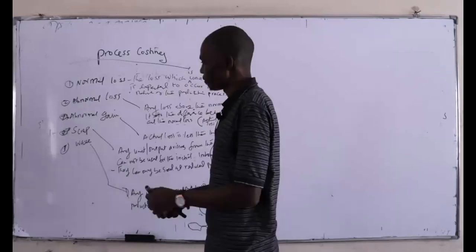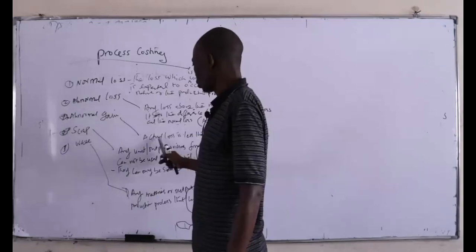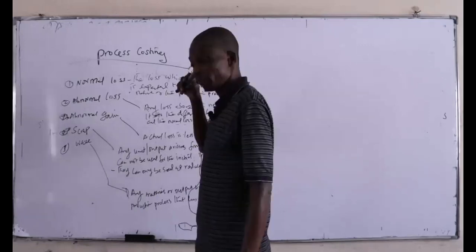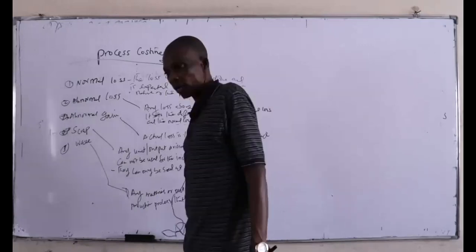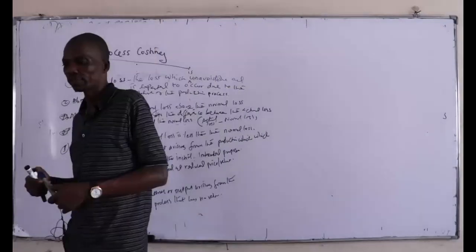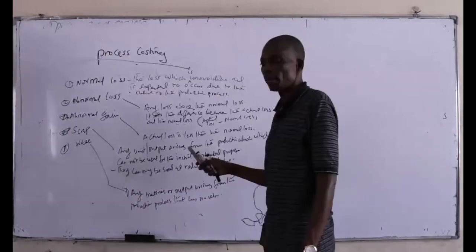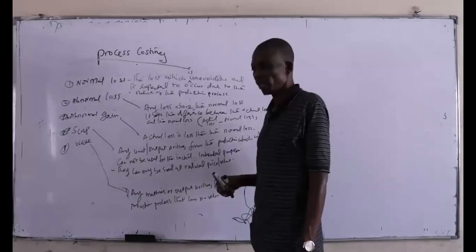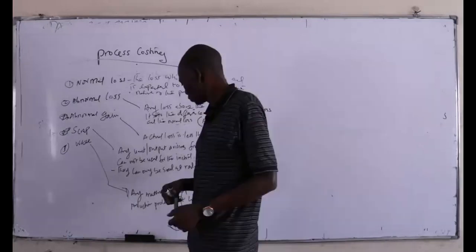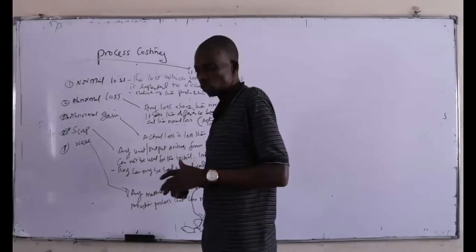Then also we talk about abnormal gain, where the actual loss is less than the normal loss, then the difference is what you are referring to as abnormal gain. There's scrap value. We have said any units that arise from the production process which cannot be used for the initial intended purpose, but can only be sold at a reduced value or price, that is what we refer to as scrap. Then waste is any material or output arising from the production process that has no value. So those are the terms which are important for us to be able to determine.